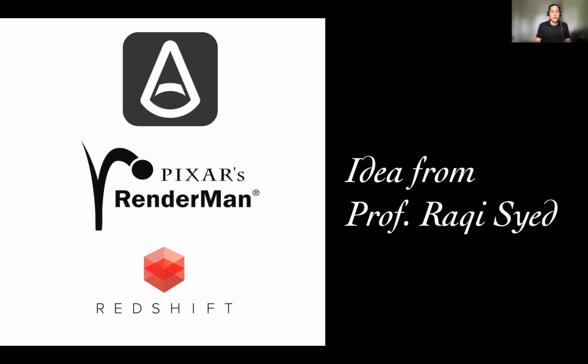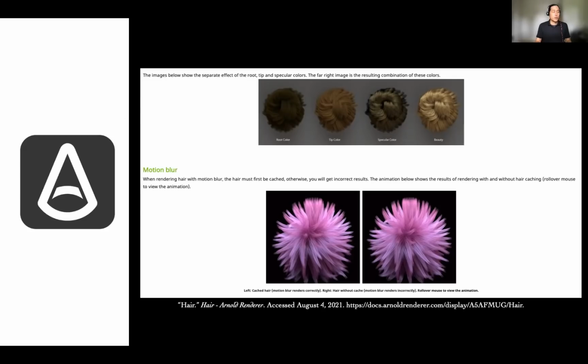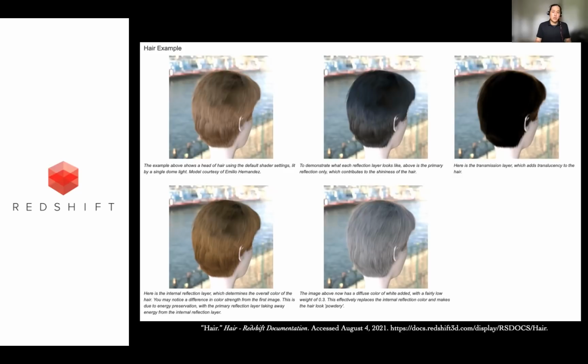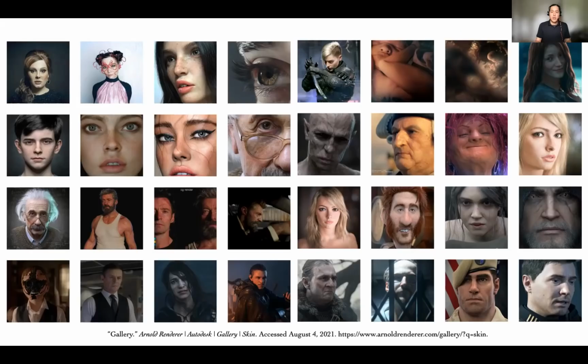All right, and let's do it again. Let's use the methodology of my colleague, Professor Syed. Let's see how this is all reflected in commercial software. All right, so here we go again. This is the documentation for the Arnold renderer, all straight hair. Here is Pixar's documentation for RenderMan, all straight hair. Here is the documentation from Redshift, all straight hair. And last of all, let's look at Arnold's feature gallery again. This time, instead of looking at the skin, let's look at the hair. Again, all straight hair. Nothing that even approaches type 4 hair.